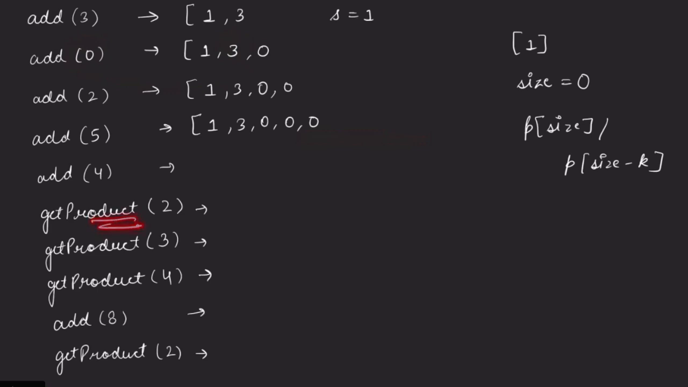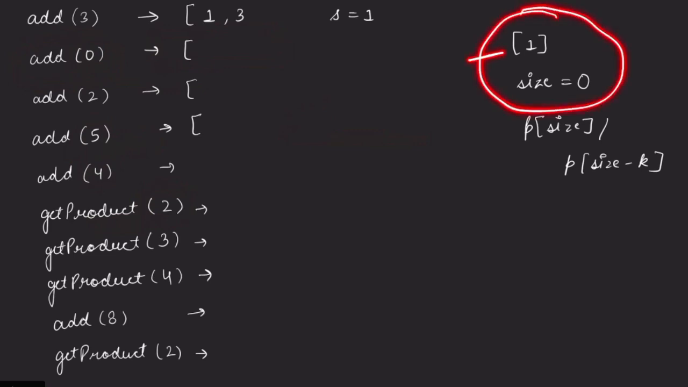Here it is asking to get the product of last two elements, which should ideally be 20. But in our case, it will be 0, which is wrong. So we will have to handle this particular case also. And how we can handle that? So let's see what we are going to do. What I will do over here is that whenever I am adding a 0, I will re-initialize my vector and the size. When we were initializing it, we were pushing a simple 1 into the vector and making the size 0. So whenever we are encountering a 0, whenever we are adding a 0, I will make the vector like this and I will reinitialize the size to 0.